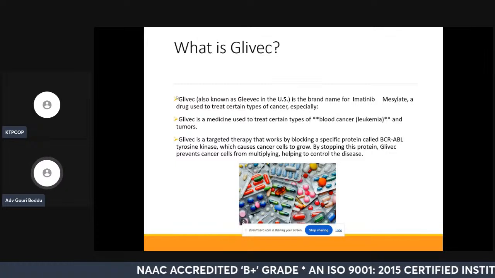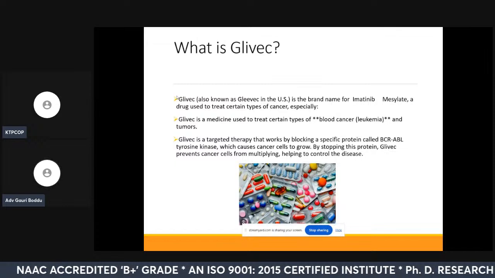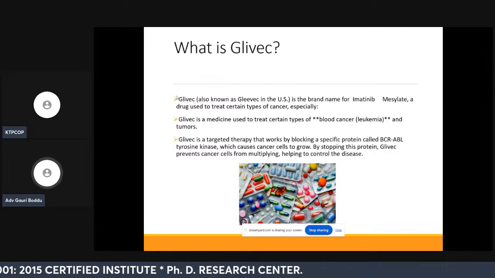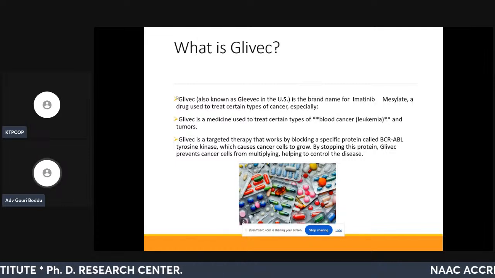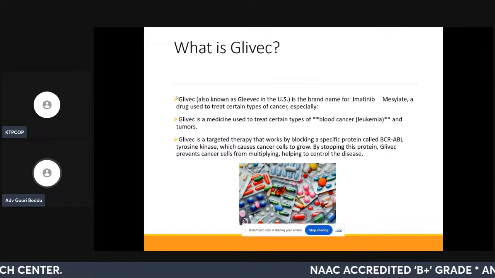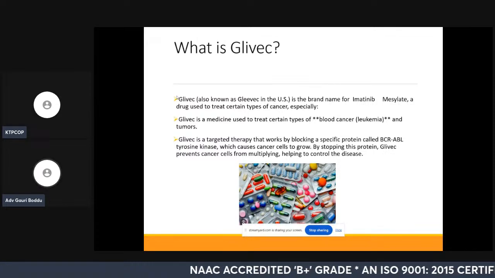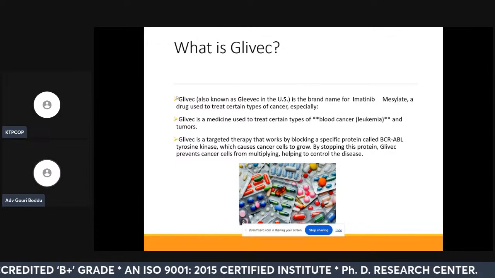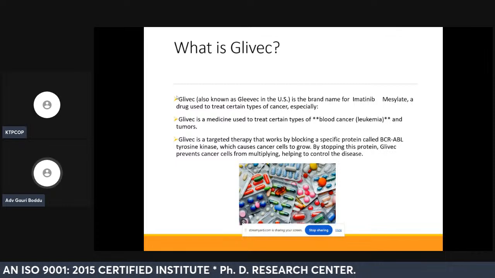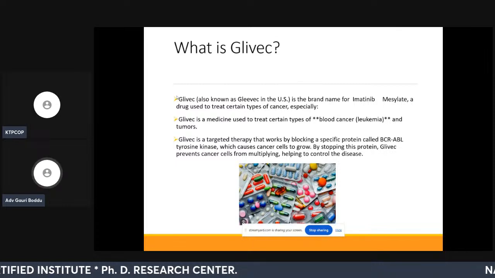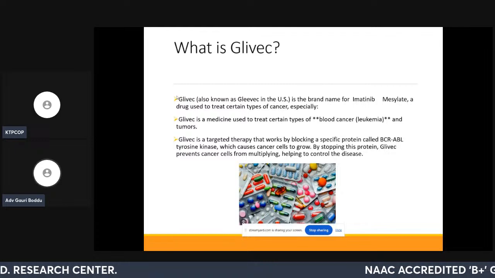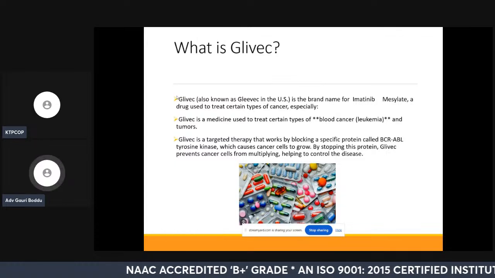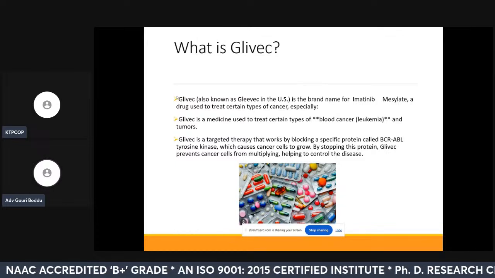It was first developed in the 1990s and sold at a high price. Many patients in India could not afford the original medicine. Generic versions were much cheaper, helping more people get treatment. So, Gleevec is a targeted therapy that works by blocking a specific protein called BCR-ABL tyrosine kinase, which causes cancer cells to grow. By stopping this protein, Gleevec prevents cancer cells from multiplying, helping to control the disease. It is considered a breakthrough cancer drug because it turns CML from a fatal disease into a manageable condition with long-term survival. So this is Gleevec.